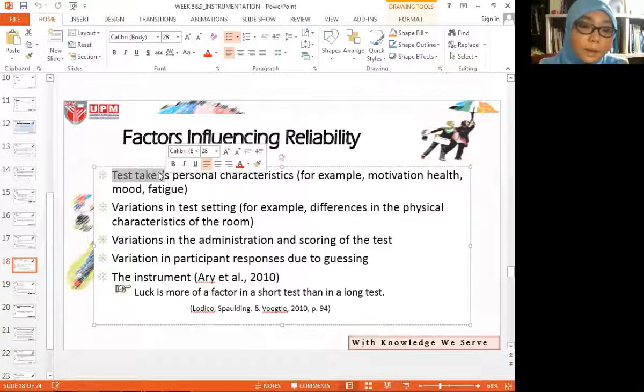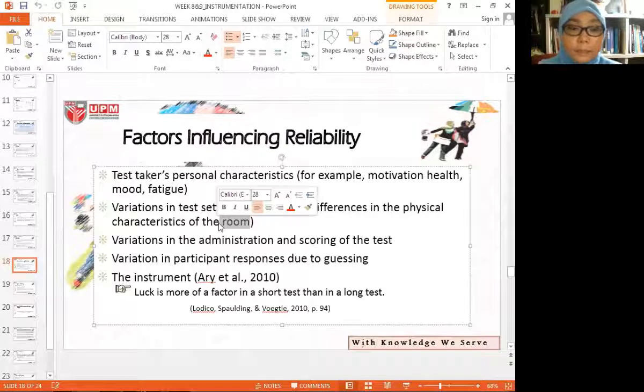Okay, and then the variation in test setting, for example, differences in the physical characteristics of the room. For example, kalau ada bilik yang dalam low temperature, sejuk, so for sure orang kalau boleh nak cepat-cepat keluar. Sama juga if let's say you test in a high temperature room. Okay, so orang akan cepat-cepat jawab, without having a thorough reading of the instrument. Dia akan jawab sesuka hati sebab nak cepat keluar.